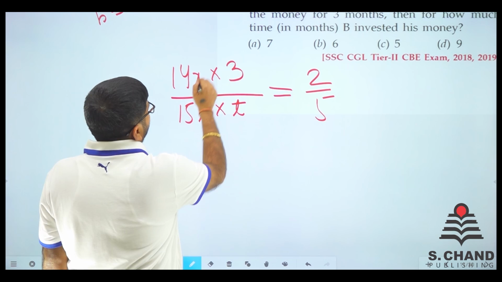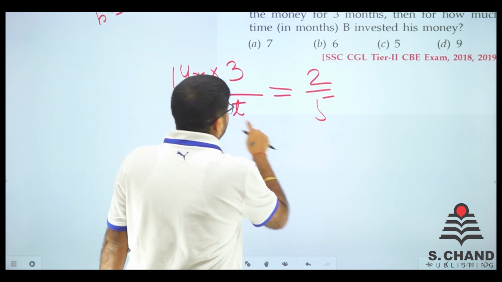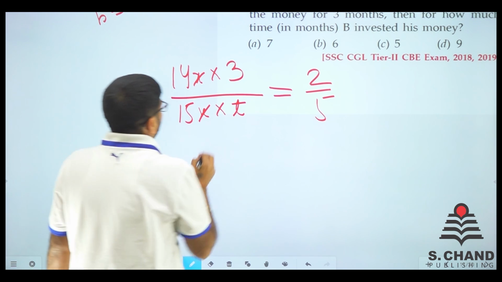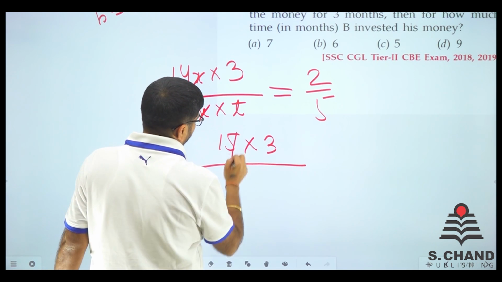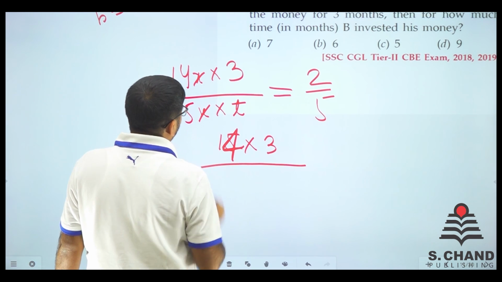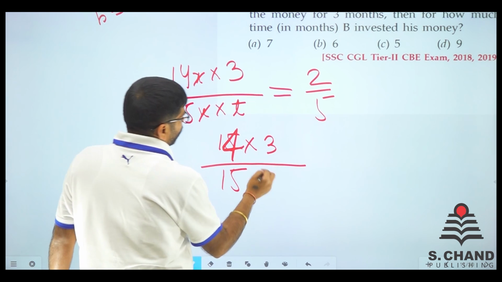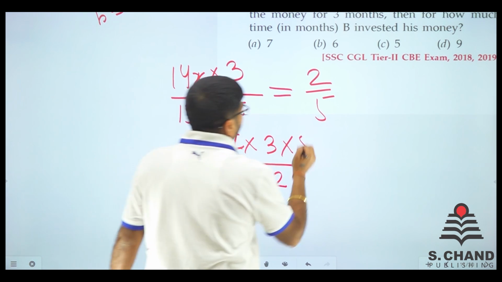See, we can cancel out this x. We take T over there and put 2 by 5 here, right? So we do that 14 into 3. This 14 into 3 divided by 15. This comes here, so 2. So into 2 and here goes 5.